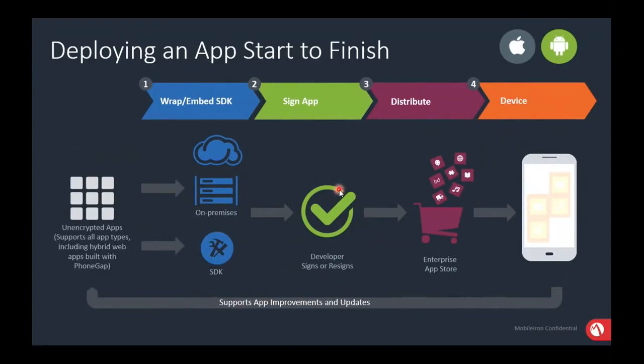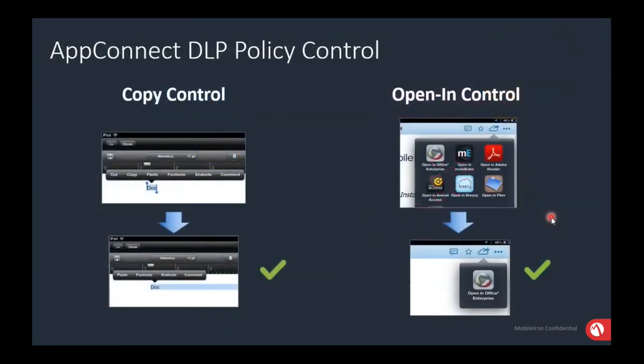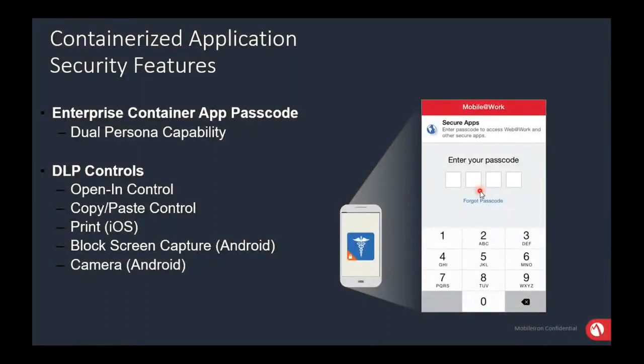And this is the life cycle of when you wrap an app using the SDK, distribute it using the enterprise app store, and it will be made available on the device. These are the DLP controls you will get. You can restrict copy paste, and you can also restrict opening attachments in any third-party apps. Like I mentioned, you can also have a secure passcode enabled for that particular App Connect enabled application. And you can always block screen capture for iOS and print for iOS and camera for Android.